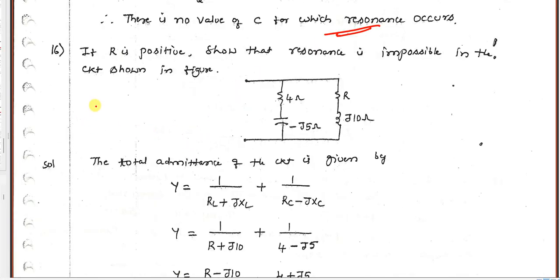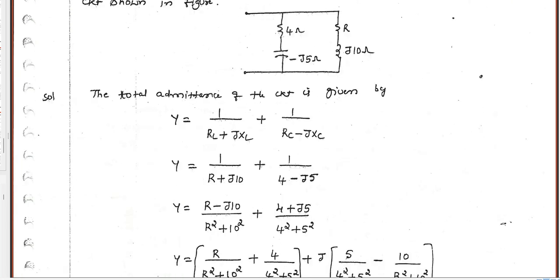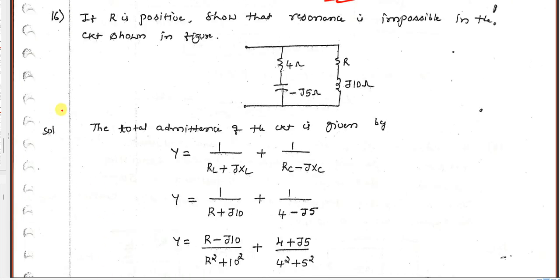If R is positive, show that resonance is impossible in the circuit shown in the figure. So in this problem, if R is positive, you have to show that resonance is impossible. Write the admittance for this circuit. This is capacitive reactance and this is inductive reactance. So total admittance is (R_L plus jX_L) by (R_C minus jX_C).